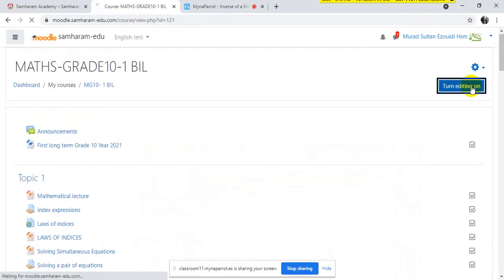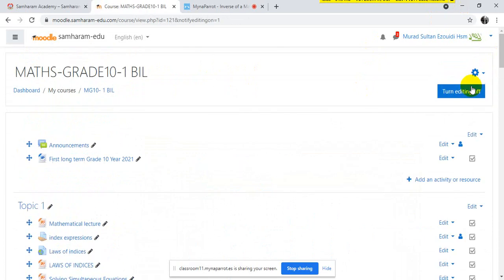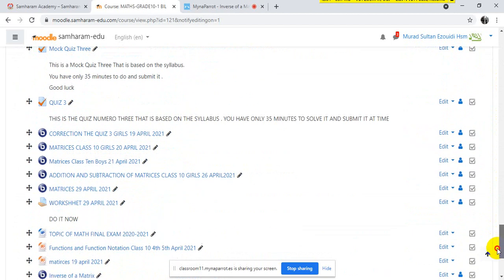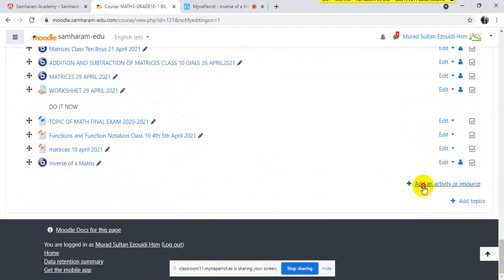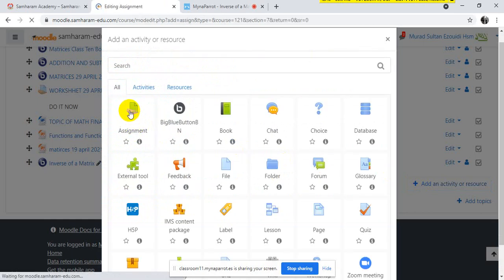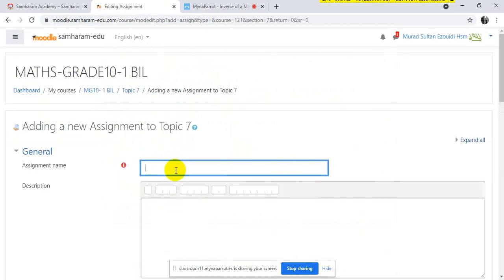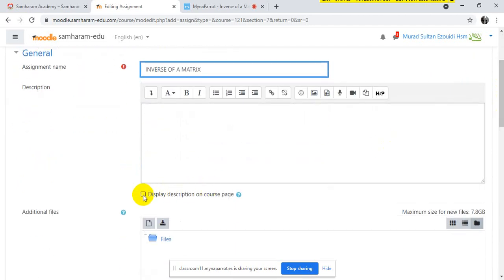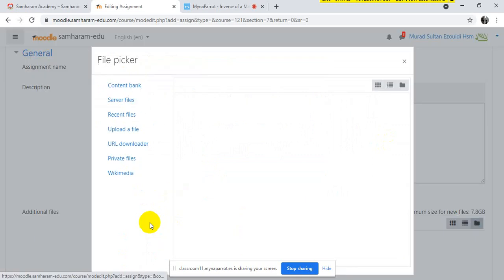Please, my daughters, you have time, isn't it? You have time. I will give you 10 minutes to do this homework, but I will upload it first. So this is the assignment sheet. Do you do it now? Yes, now I'm doing inverse of a matrix. Okay, then I will notify this. Then I will now upload it.